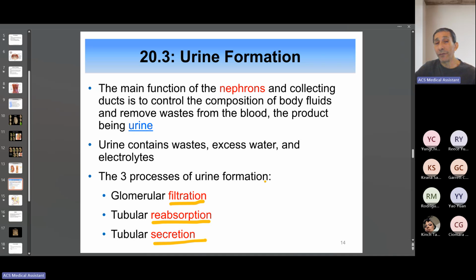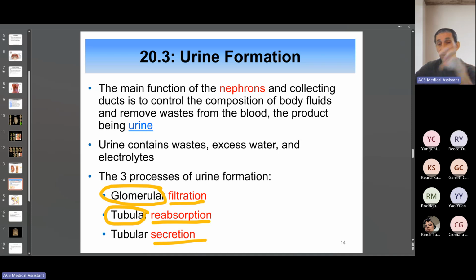Now, each nephron is going to have a glomerulus. It's going to have some tubules. And those tubules, it's tubules, not two tubes. That's what it's called. But those tubules are a little different in each section.